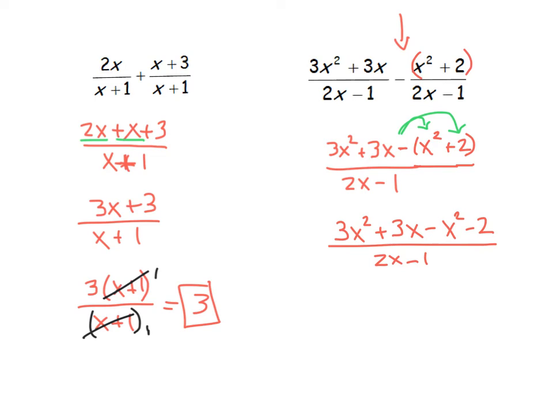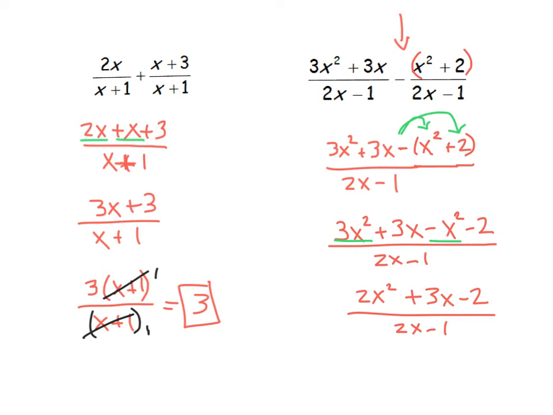Again, if you look at your list of steps, the next thing we're going to do is combine like terms. We do have a positive 3x squared and a negative 1x squared. That will give us 2x squared. And nothing else is a like term, so plus 3x minus 2 over 2x minus 1. Next, we will factor the numerator if it's possible, and it is possible.